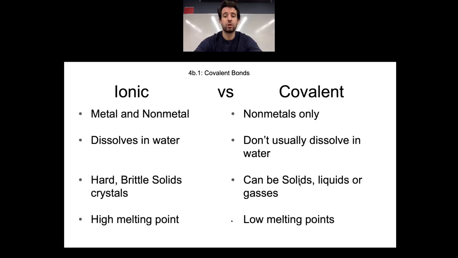Ionic things tend to have a high boiling point. Since covalent things can really be anything, their melting point seems to be pretty low, and their boiling point also is pretty low. So what I hope you notice here, the most important thing you want to write down: covalent are non-metals only.